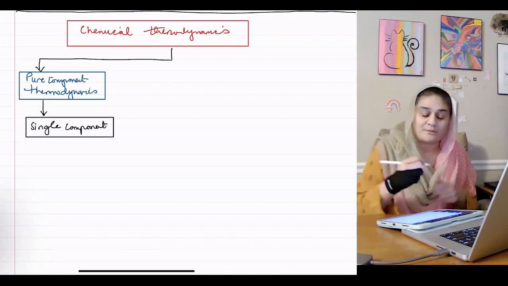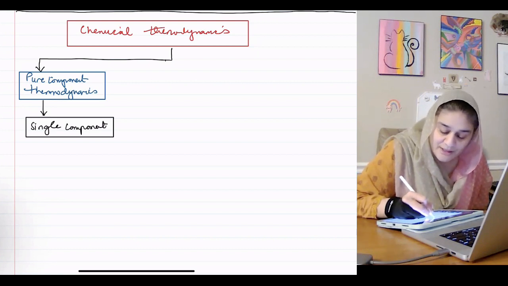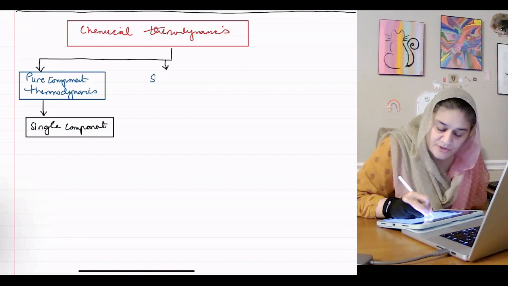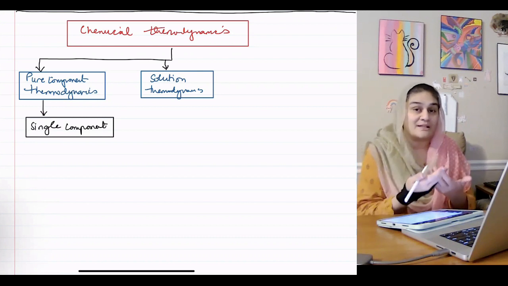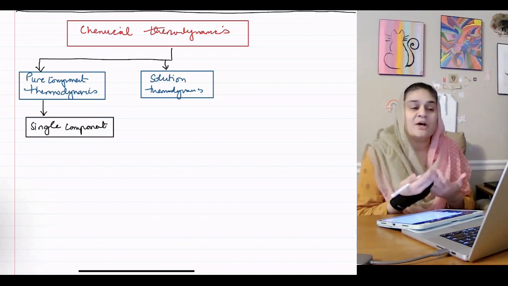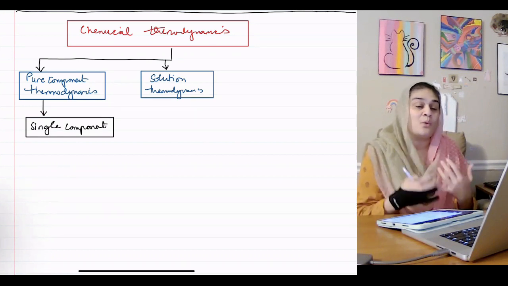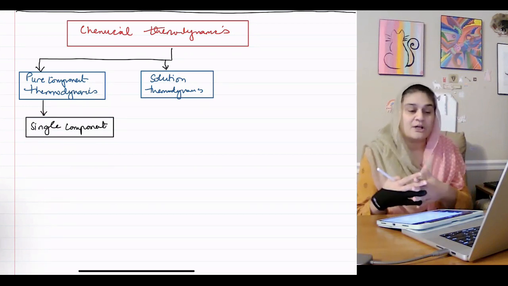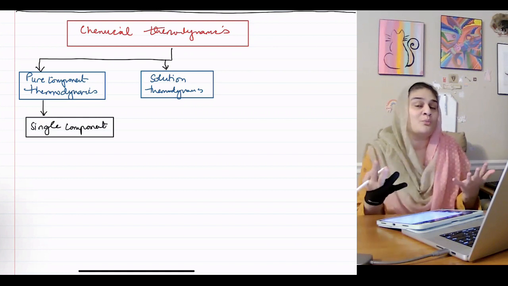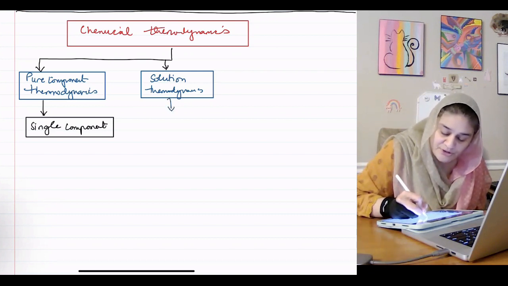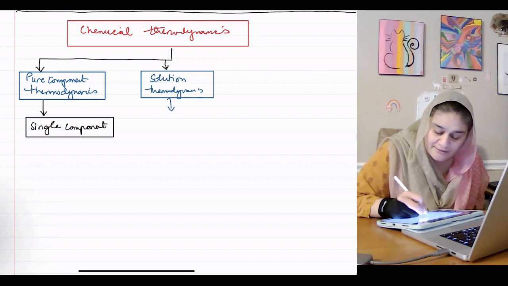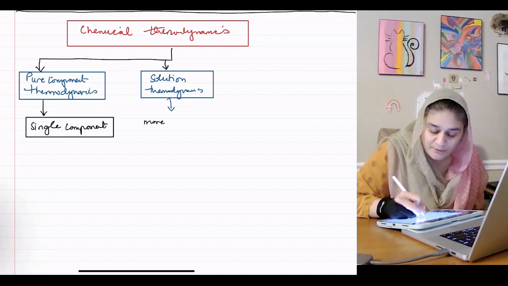Next, the study of chemical thermodynamics is divided into solution thermodynamics. So as the name implies, it is the part of chemical thermodynamics where the behavior of a mixture with more than one component is studied and characterized. So for example, a system that contains more than one type of chemical component. So solution thermodynamics focuses on more than one component.